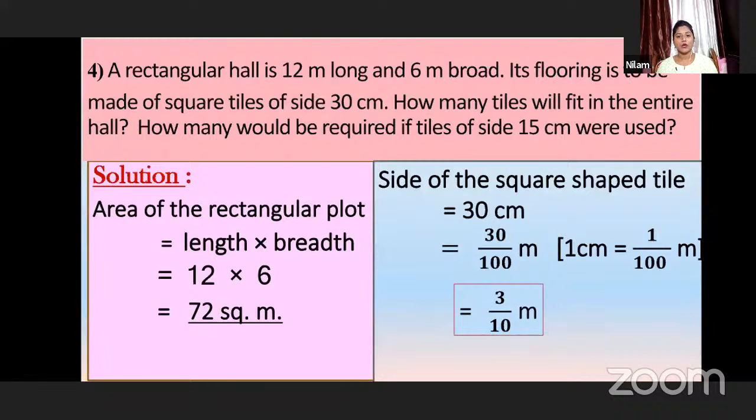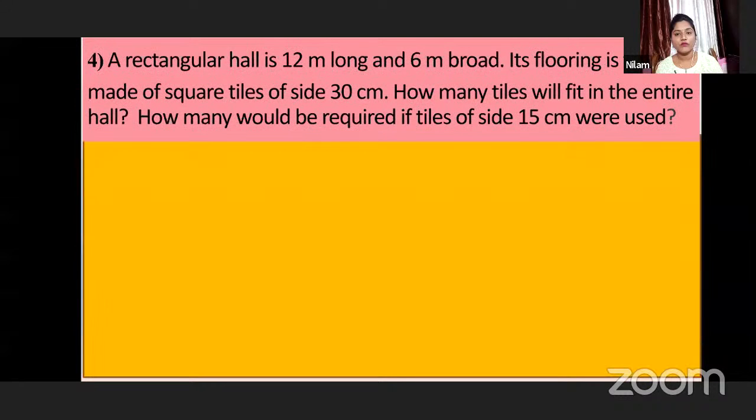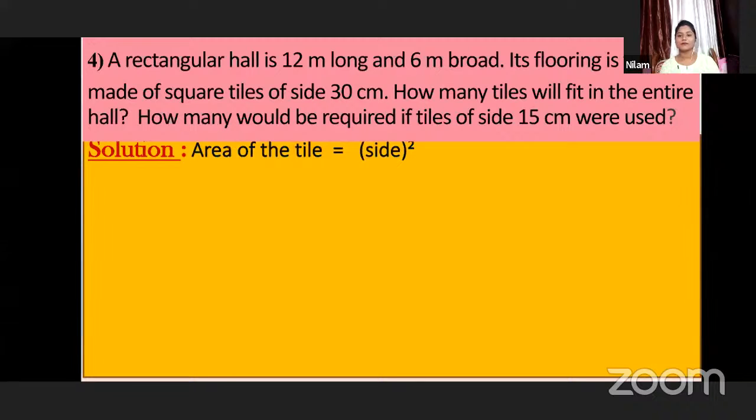So we have found the area of the rectangle, and just now we have seen the side of the square shaped tile. Now we can find out the number of tiles that are required to fit in the area of the rectangle. Just now we got the side of the square tile. Now by using this side, we can find out the area of the square tile. So let us find what is the area of the tile.